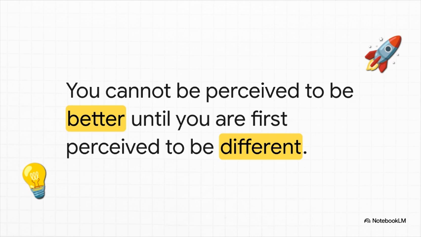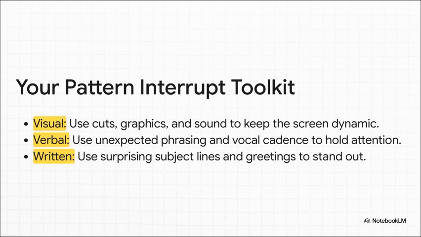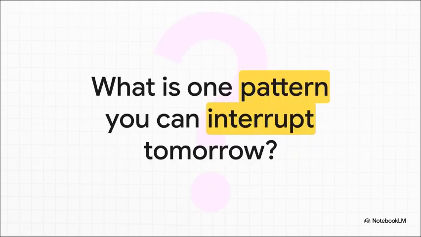And every pattern interrupt we've talked about, from a jump cut in a video to a quirky email subject, is a signal that just screams, hey, pay attention. This isn't the same old thing you were expecting. So, to quickly recap your toolkit, visually, you're going to use constant change to keep their eyes engaged. Verbally, you're going to mess with their expectations, both with your words and your delivery. And in your writing, you're going to use surprising structures to jump out of that crowded inbox. The goal is always, always the same. Be different first.